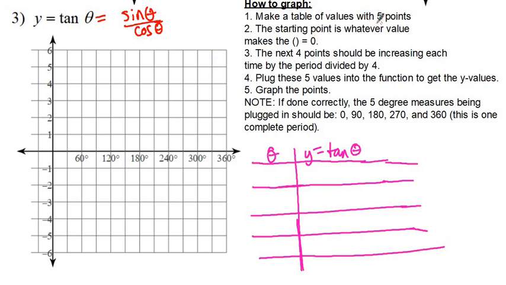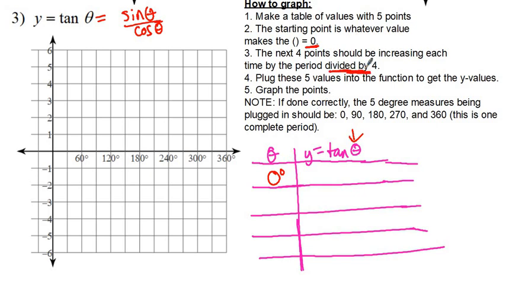Well, here's the same procedure we're going to take. We really don't need 5 points. This is slightly different. We're still going to start with what makes the parentheses, or in this case the function, equal 0. So we'll start at 0 degrees. We're still going to increase by the period divided by 4.